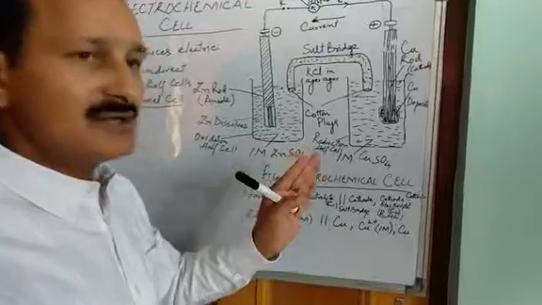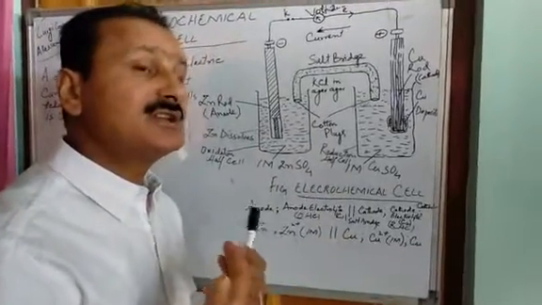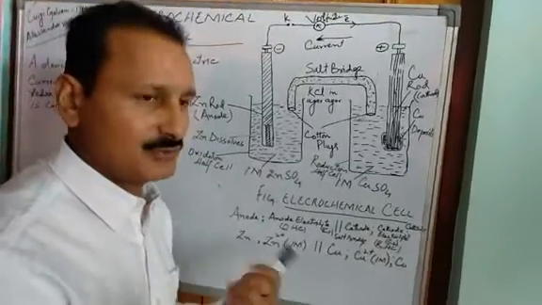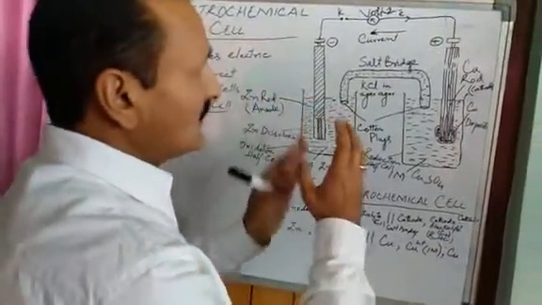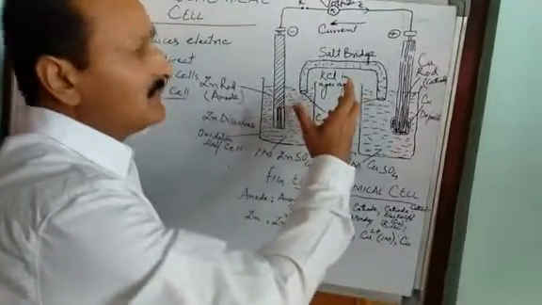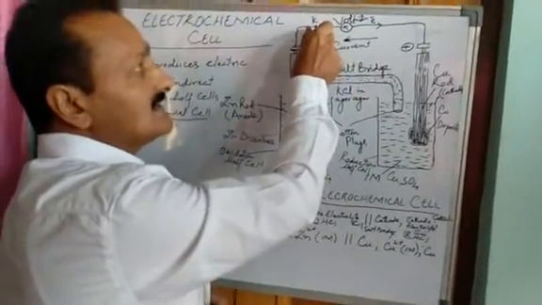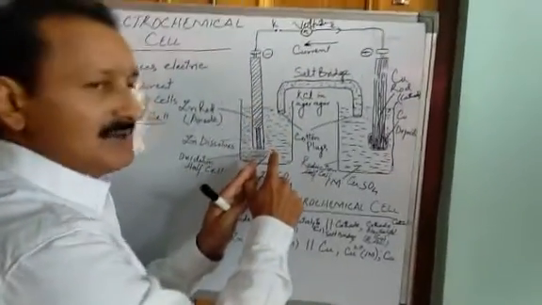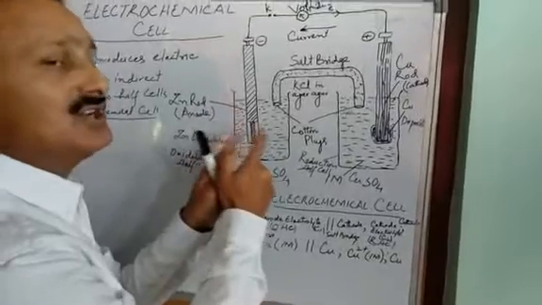Moving to its working now. How does this cell work? How do oxidation and reduction take place? That is, a redox reaction takes place and current is produced. Starting with the working, we connect the key. As soon as this key is connected, reaction takes place in this part of the cell, that is in the oxidation half cell.